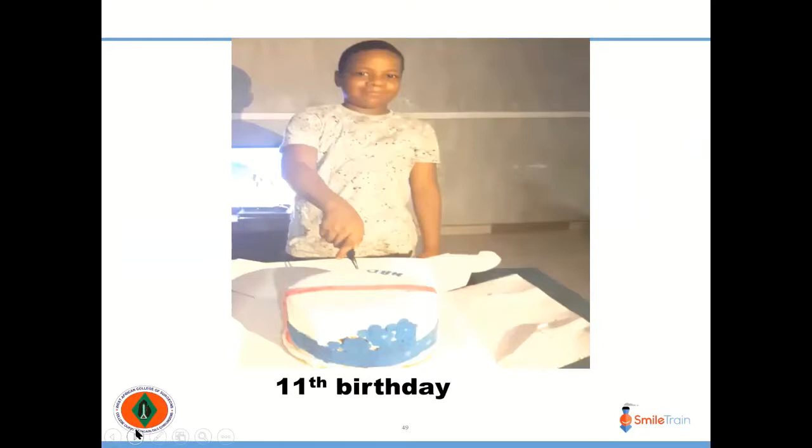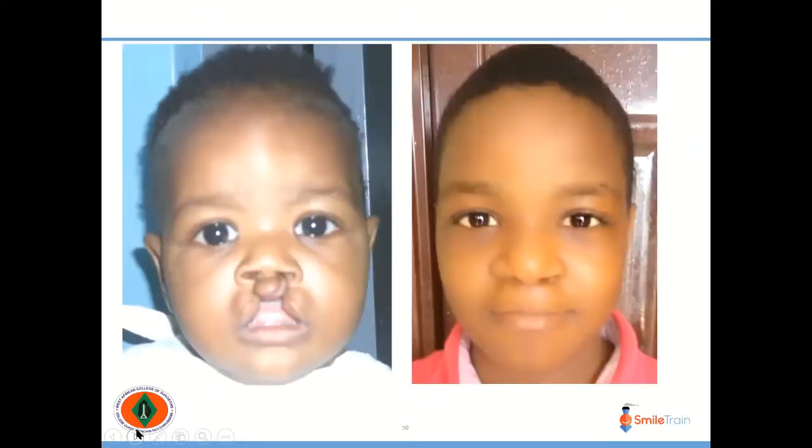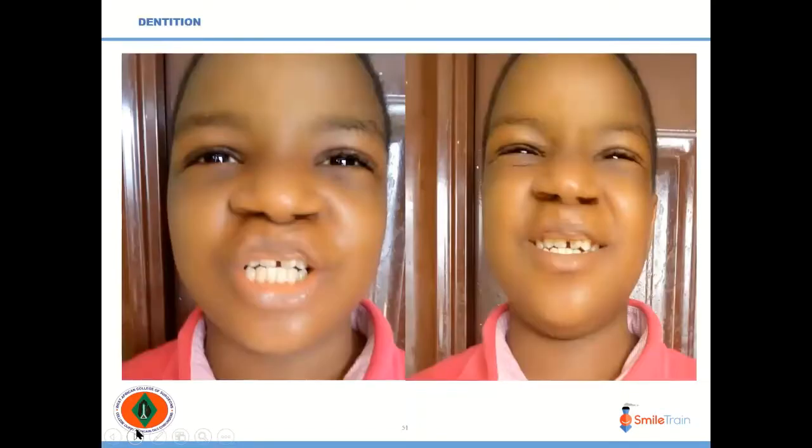And that's him at his 11th birthday last month. The father sent me his pictures. Next one. And you can see him as a baby, and you can see him at 11 years. It's not so easy to know that he had cleft lip at all.